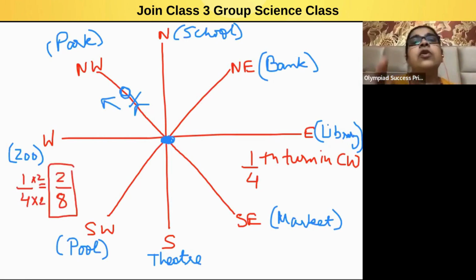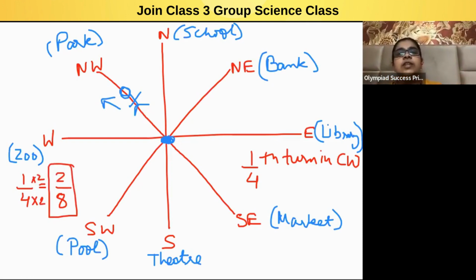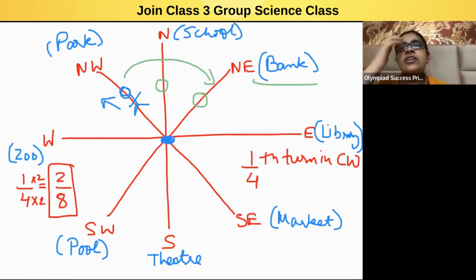Now, you have to walk 2 places in the clockwise direction to get the answer. Clockwise is the direction in which the clock increases. So 2 places in the clockwise direction from the park brings you to the bank, northeast. So those who wrote northeast or the bank, that's the correct answer.